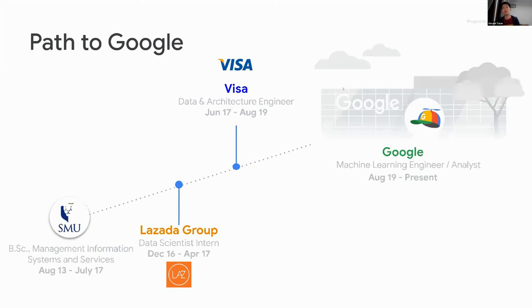So this is a little bit about my path to Google. I graduated from SMU Management Information Systems and Services in July 2017. Previously, I interned at Lazada and worked at Visa as a data architecture engineer. And currently, since 2019, I work at Google.